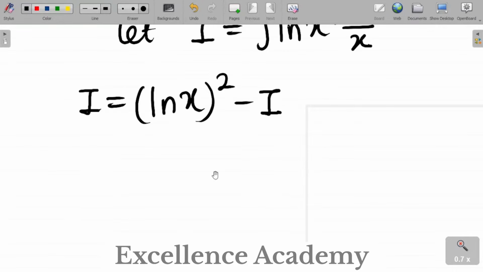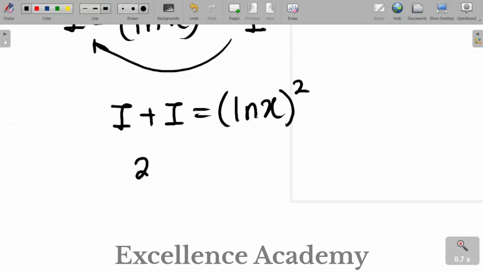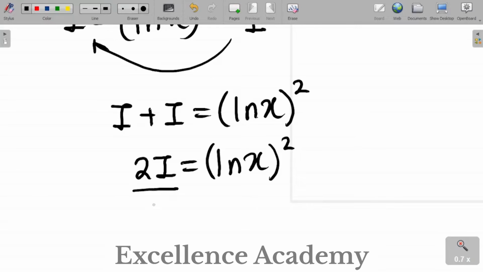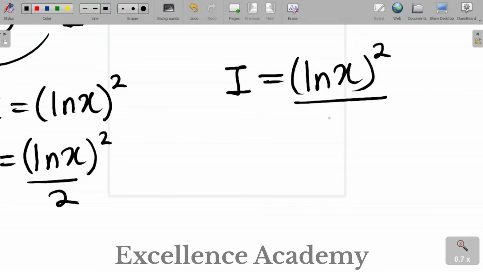Now to solve this, we'll move I over here. So I minus I moves over there, becomes plus I. I plus I is equal to ln x all squared. I plus I is equal to 2I. So you have that 2I is equal to ln x all squared. To get the value of I, I'll divide by 2. So I is equal to ln x all squared divided by 2.